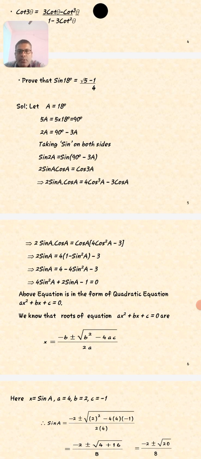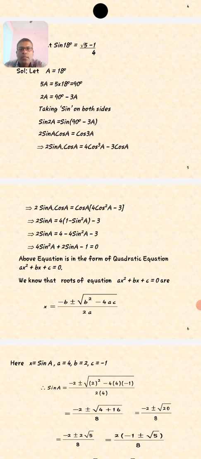That implies 2 sin a is equal to 4 into, in the place of cos²a we write 1 − sin²a, also possible. Then write 4(1 − sin²a) − 3. Here 2 sin a is equal to 4 − 4 sin²a − 3. That implies 4 sin²a + 2 sin a − 1 = 0.